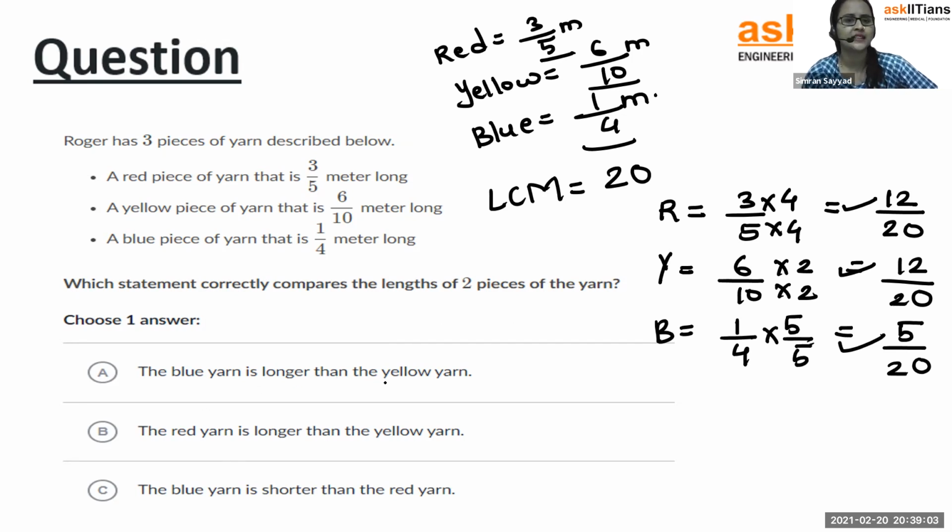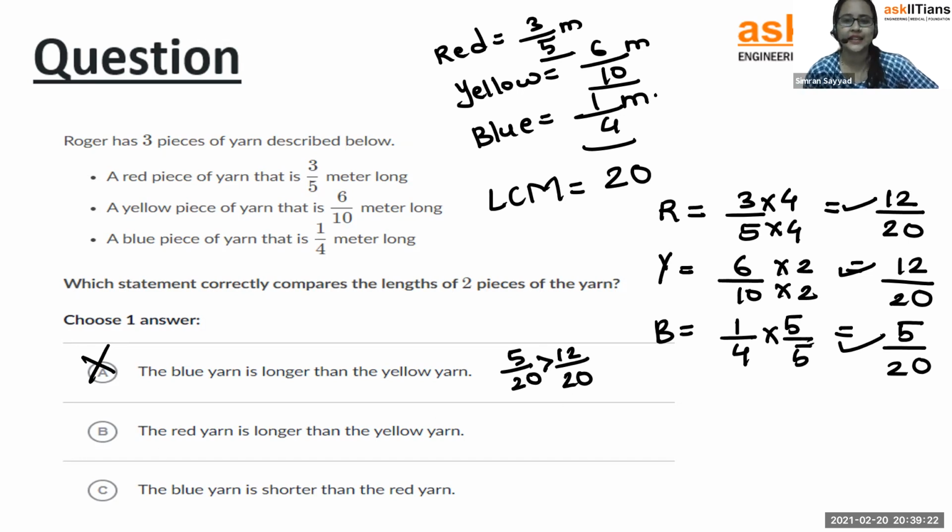Blue yarn is longer than the yellow yarn. Blue is longer than yellow. Like 5 by 20 is longer than 12 by 20. Is this statement correct? No, this statement is incorrect. Let's move to the second statement.